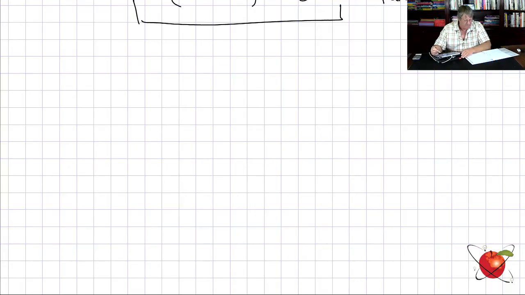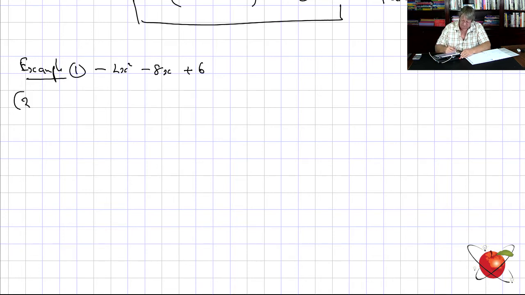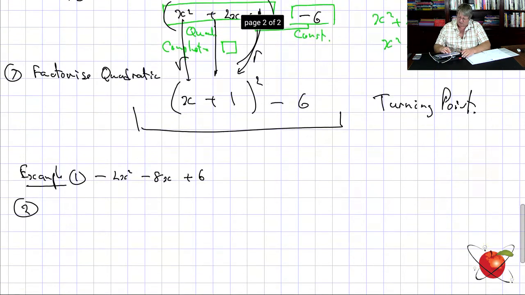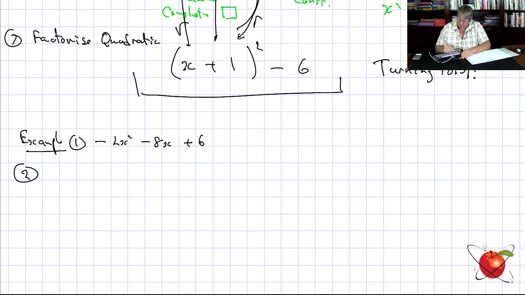Let's go through the steps again. All right. What if we've got minus 2x squared? This is another example. Minus 2x squared minus 8x plus 6. Complete the square on this is the instruction. Okay. First of all, step 1, write it down, done. Step 2, let's go back. Step 2 was check the coefficient of, now I've got a coefficient, haven't I? So I say I've got a coefficient of minus 2.